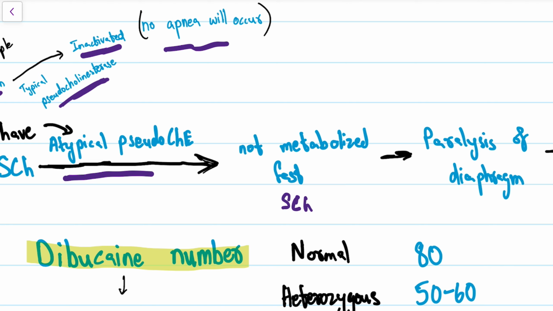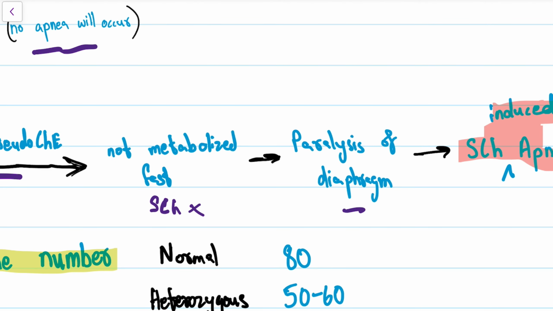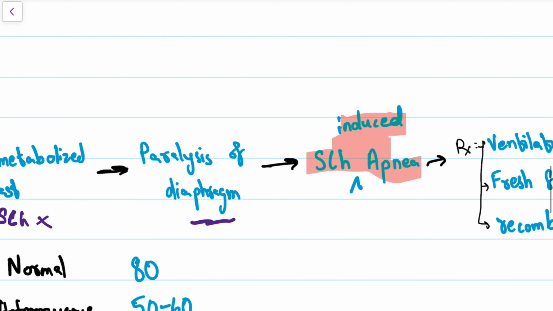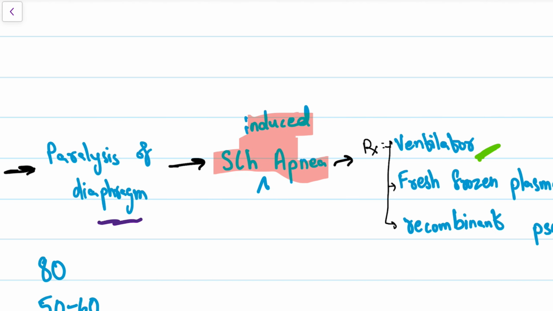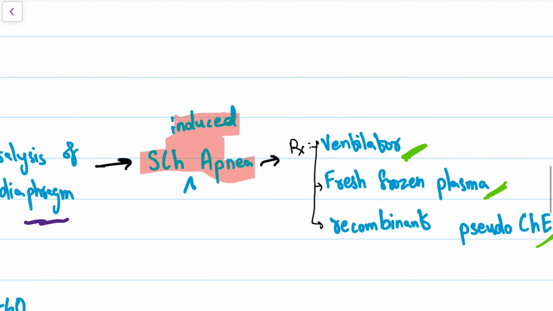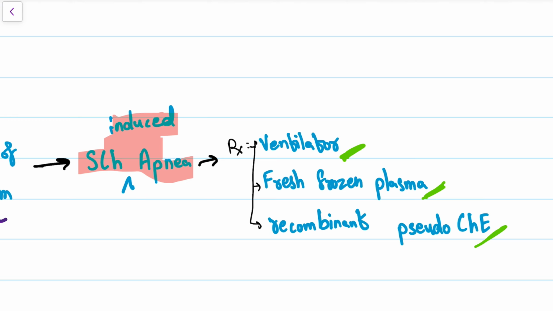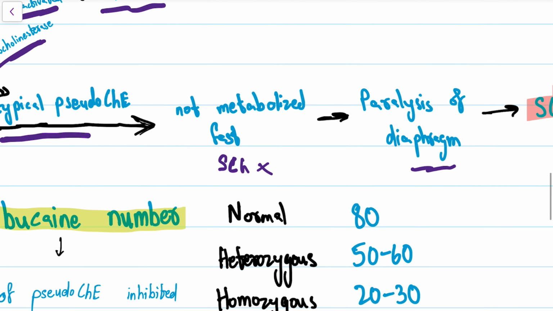Succinylcholine doesn't get fully digested, so that will cause a longer duration of action, thereby causing paralysis of the diaphragm. That is very dangerous, right? The person won't be able to breathe by themselves, because the diaphragm is one of the main muscles of respiration. That causes succinylcholine-induced apnea. For that, the treatment is ventilators, and fresh frozen plasma can be given, or recombinant pseudocholinesterase can be transfused into the person.